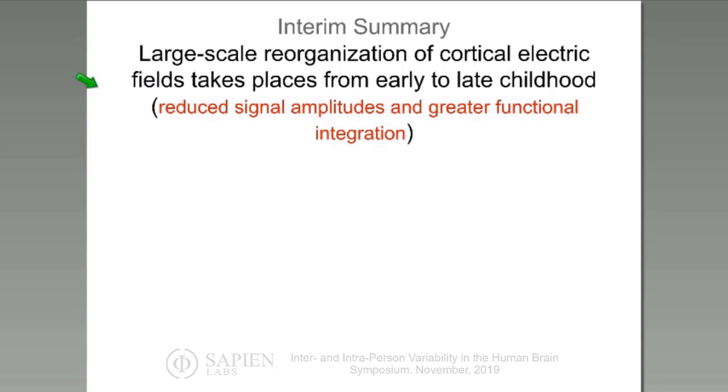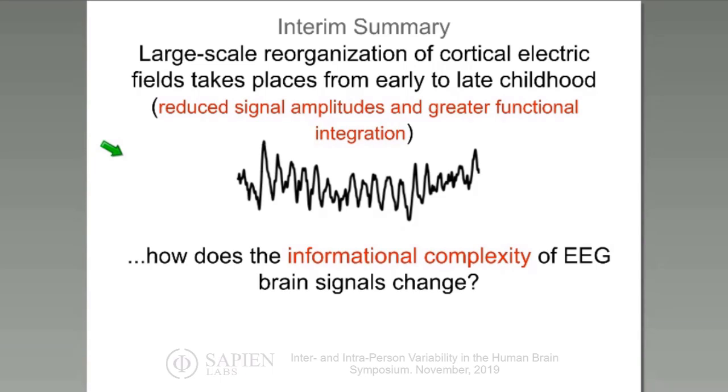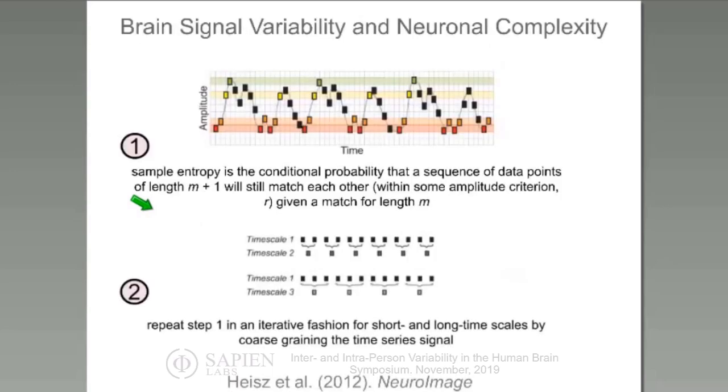So just really quickly, interim summary. We find evidence of large-scale reorganization of cortical electrical fields that takes place from early to late childhood. And this is characterized by reduced signal amplitudes and power and better integration. So these networks are becoming better tuned and they're better able to synchronize with one another. And really quickly, I'm going to talk about how these changes may impact the informational complexity that the EEG signals contain within them. Go through that right now.